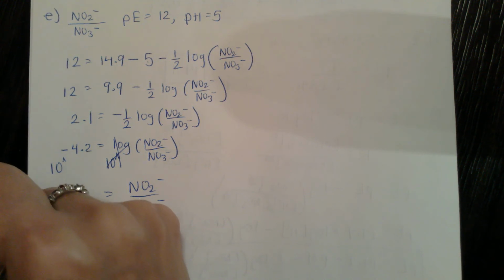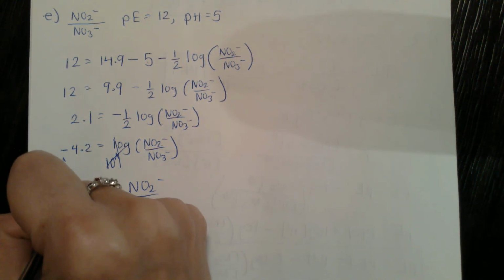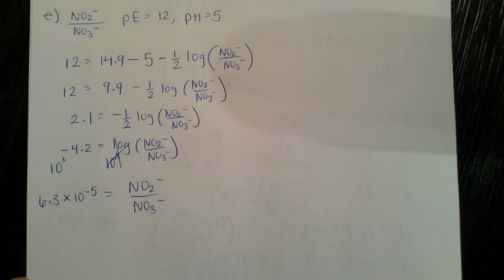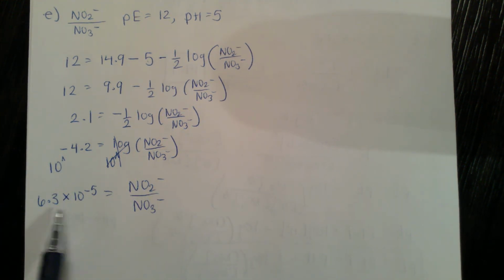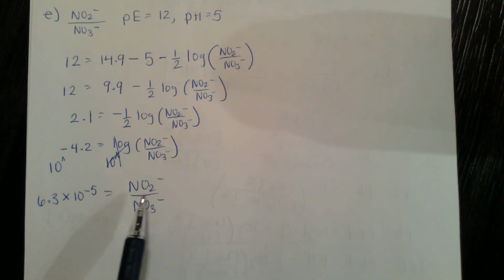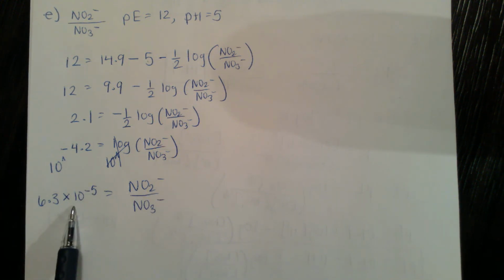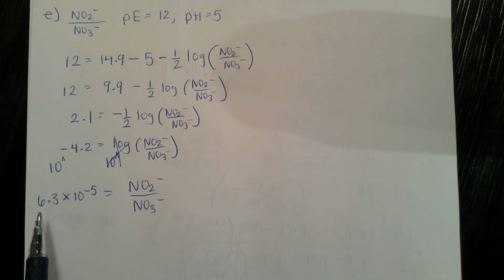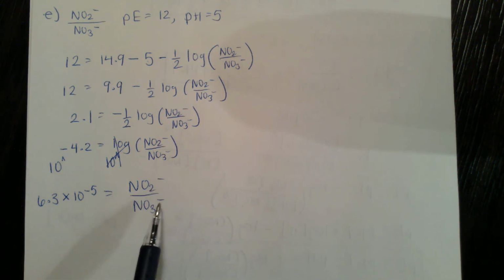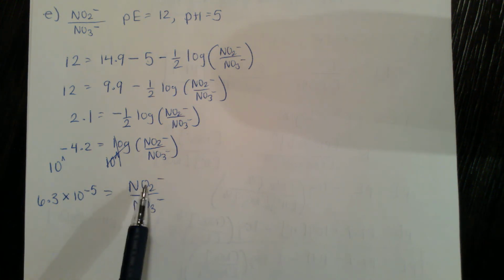If I punch that in my calculator, I get 6.3 times 10 to the -5. So this is my ratio of nitrite to nitrate. This is a very small number, 0.000063, which tells us that the denominator is a lot larger than the numerator. So our concentration of nitrate is much larger than nitrite.